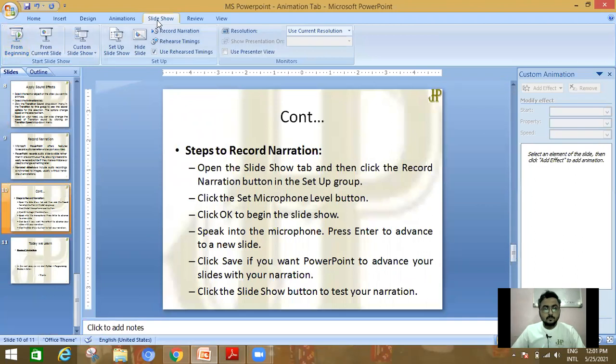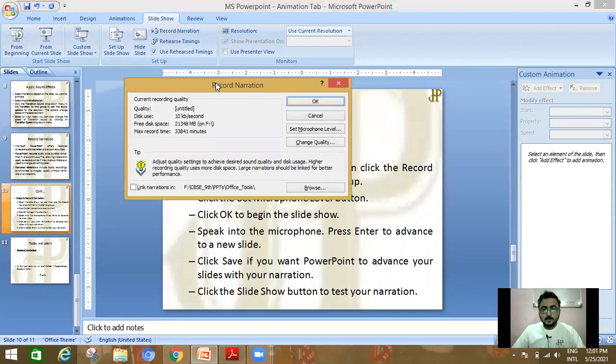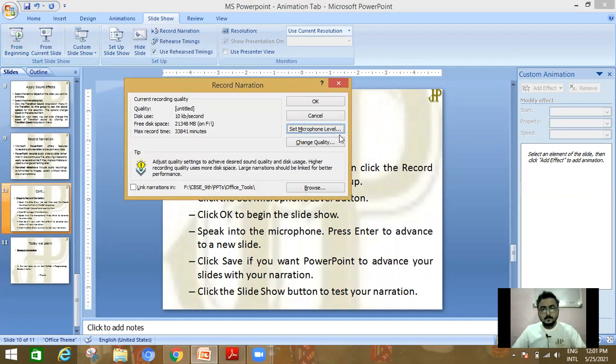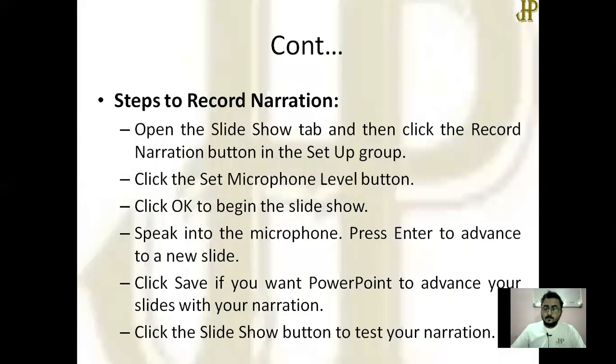Here, go to the slideshow, record narration. As I have clicked this, a dialog box will appear. Set the microphone level based on your requirement, and then click on OK. And record your voice. That's all. So I think it is very clear to you.